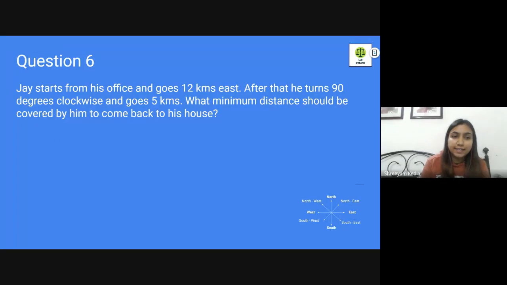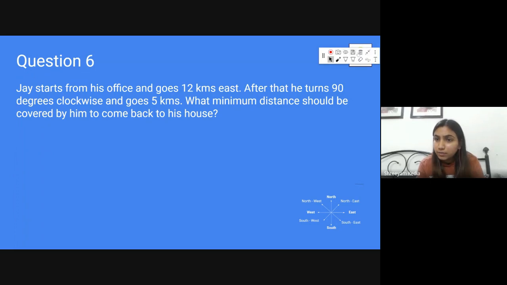Now the question says Jay starts from his office and goes 12 kilometers east. After that he turns 90 degrees clockwise and goes 5 kilometers. What minimum distance should be covered by him to come back to his house? So here we see that this is Jay, this is his starting point, and he is going 12 kilometers east. For reference, I've put these directions here, so you should always have that so you don't make any silly mistakes. So you see Jay going 12 kilometers east, which is here.